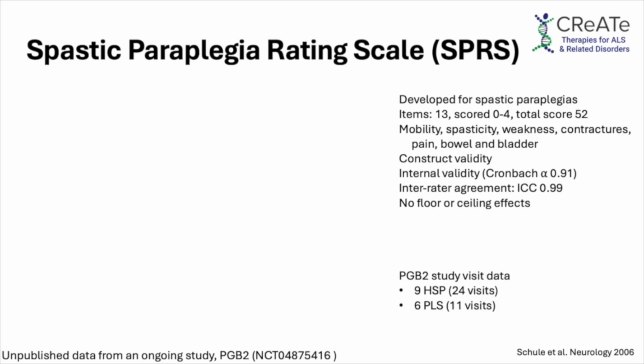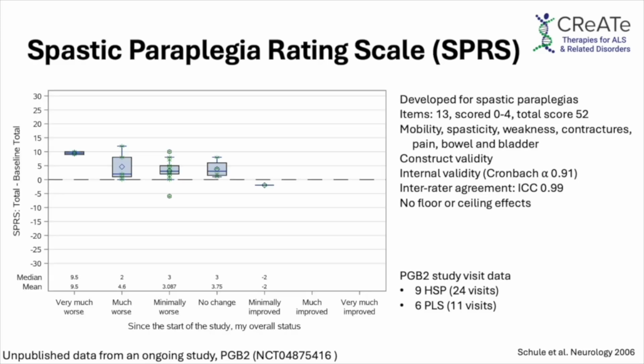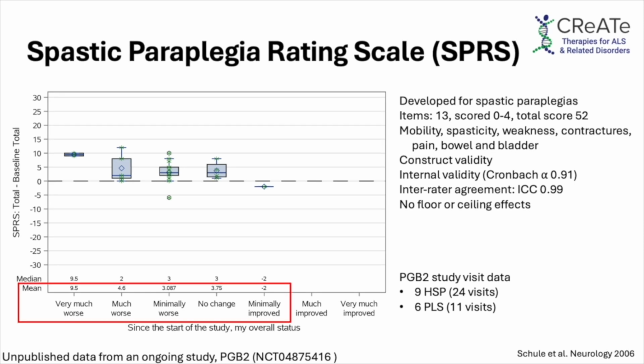And so what does this look like? This begins to detect a little bit of a change. If you look down at the bottom there for the people who are minimally worse, it's about a 3-point change. That's not very different from people who report no change. Once you start to get to much worse, now they're close to 5 points, and very much worse, closer to 9 points. So beginning maybe to be able to quantify something that's clinically meaningful to patients with this syndrome.